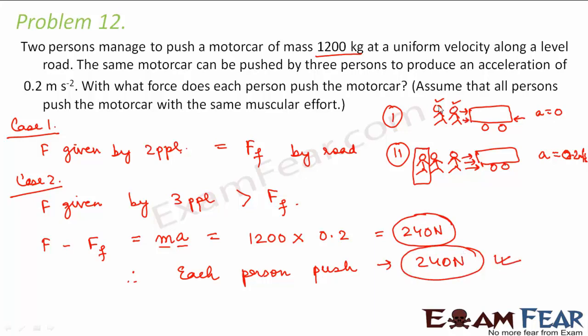In the first case, 2 people were there. In the second case, 3 people were there. But because of this extra 1 person, the motor car is moving with an acceleration of 0.2 meter per second square. So this extra force which is given by this 1 person is mass into acceleration, which is equal to 240 newtons. So we can say that each person is giving a force of 240 newtons.